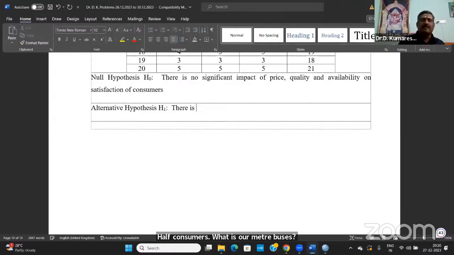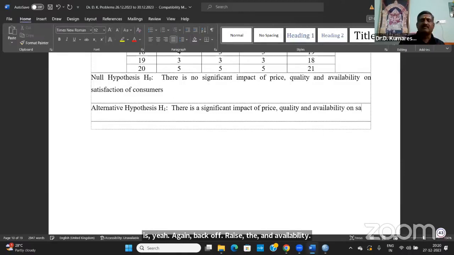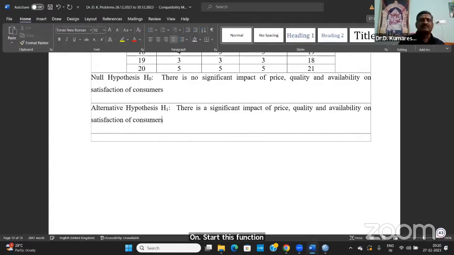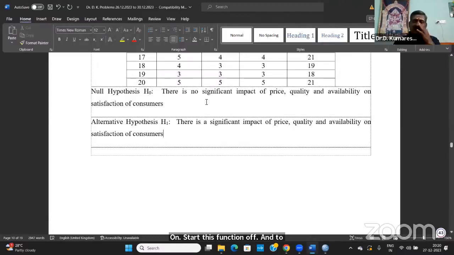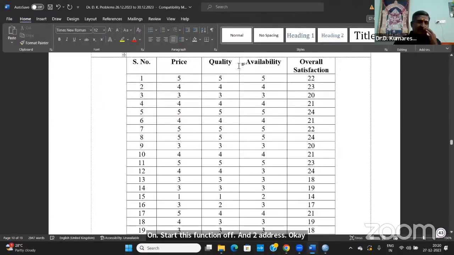There is a significant impact of price, quality, and availability on satisfaction of consumers. Okay. So there are 3 independent variables and 1 dependent variable.